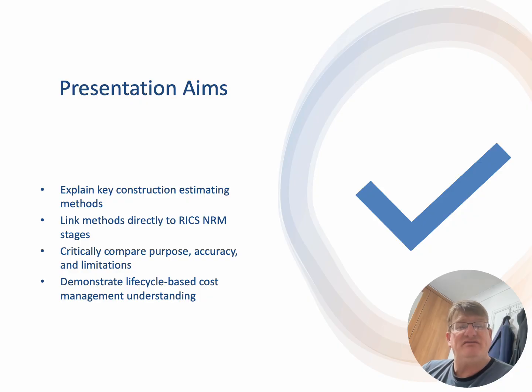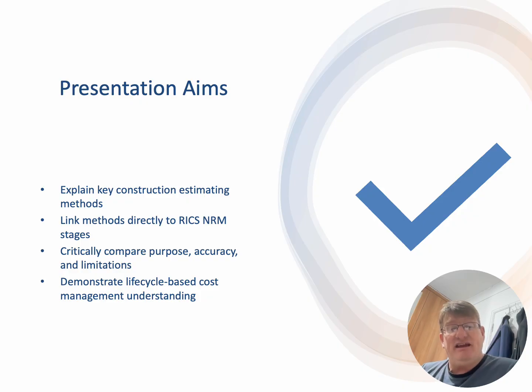So the aim of the presentation, fundamentally, is to explain key construction estimating methods. So we're looking at cost estimate, elemental cost plans, elemental cost plan with an EUR, an estimated elemental unit rate, elemental cost plans with approximate quantities, accurate quantities, and cost control, which is NRM3. Okay. So again, my previous presentations certainly cover it in much more detail, as this is just a summarization.